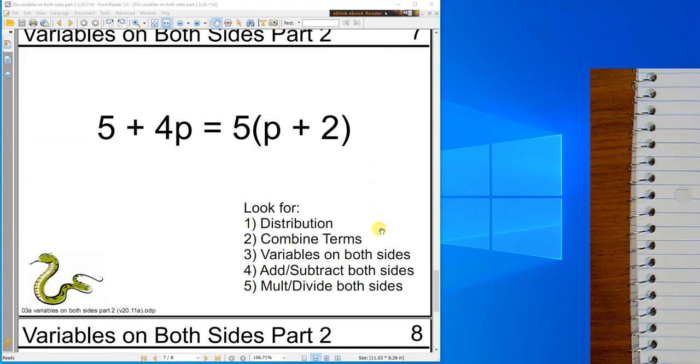All right, let's do this one. A little distribution. 5 plus 4p equals, distributing, 5p plus 10. Let's get all the p's on one side. I'm going to subtract 4p from both sides. I did that because 5 minus 4 is easier for my brain than 4 minus 5. 5 minus 4 is 1p. We just completed the lesson. Everything else is old. Subtracting 10 from both sides. 5 minus 10 is negative 5. p equals negative 5.